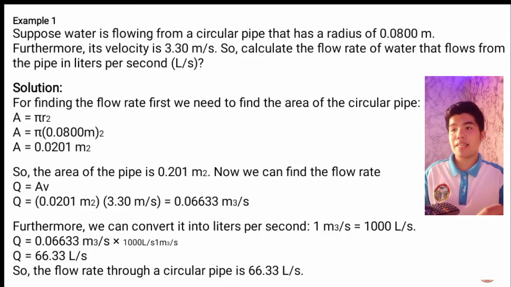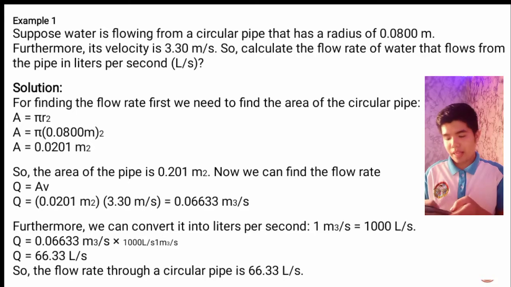Furthermore, meron pa siyang next na question. Calculate the flow rate of water that flows from the pipe in liters per second. So, naka-cubic meter pa lang siya. So, i-convert natin siya. Since ang 1 cubic meter has an equivalent of 1,000 liters, ang gagamitin lang natin ay multiplication lang din ulit. 0.06633 multiplied by 1,000 liters.